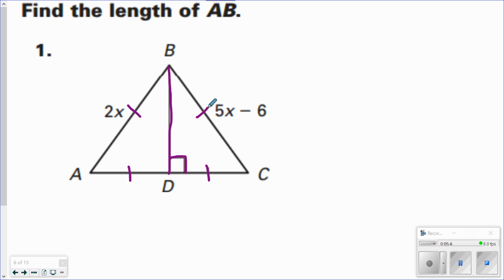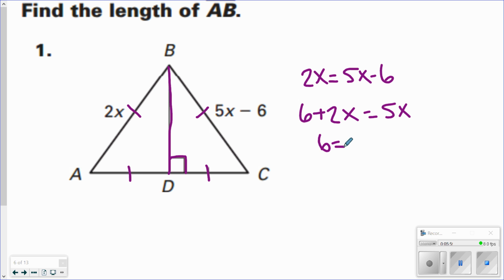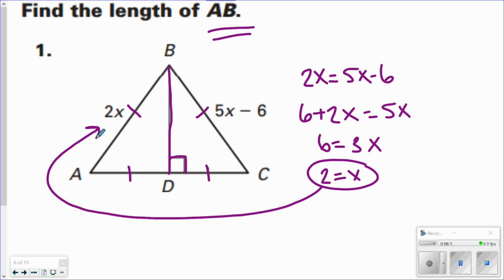So let's do some math here. 2x is equal to 5x minus 6. I'm going to add 6 over to the other side. So I have 6 plus 2x is equal to 5x. Let's subtract 2x over. So 6 is equal to 3x. And that means that 2 is equal to x. But 2 is not my answer. I wanted to know what is the length of AB. So I need to plug x back into my equation for AB. So 2 times 2, which is equal to 4. So AB then is equal to 4.